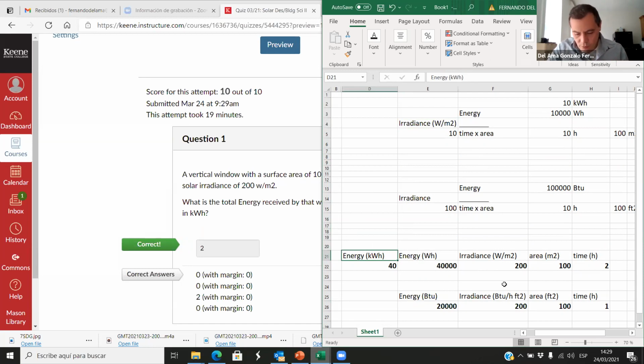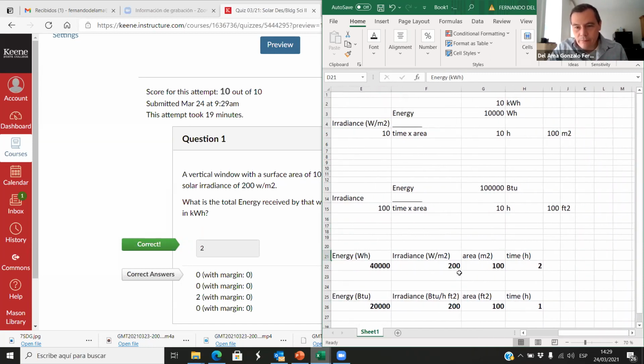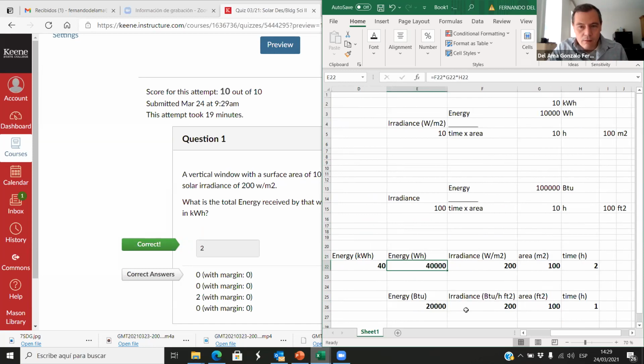And units are the most important thing here, because if you mistake units, if you say, okay, I'm using 40,000 kilowatt hours. No, you are using 40,000 watt hours because you are paying for that. So if you mistake watt hours for kilowatt hours, your client will end up paying 1,000 times more. Okay, so that's why units are important.